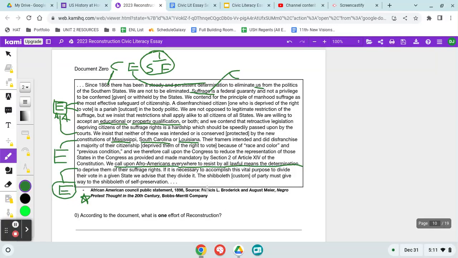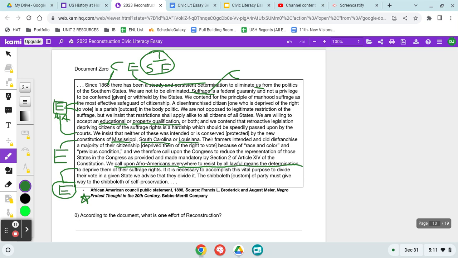"It is necessary to accomplish this vital purpose to divide their vote in a given state." We advise that they divide it. Oh man, yes. "The shibboleth of party must give way to the shibboleth of self-preservation." The word shibboleth in a historical document. There we are, folks.